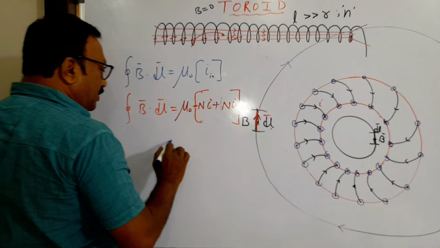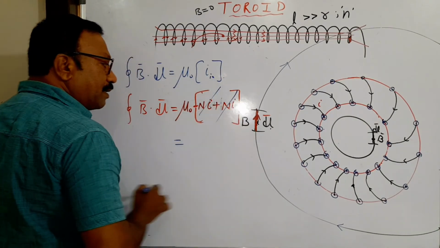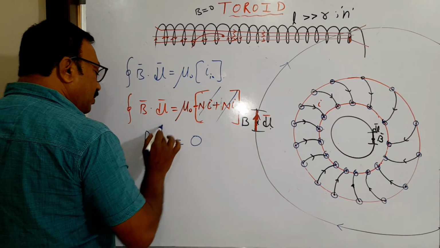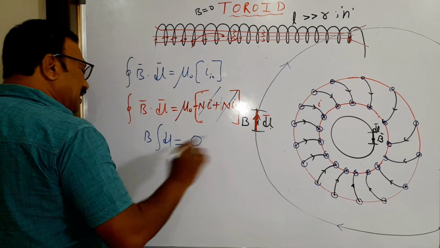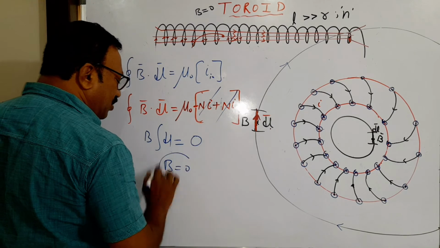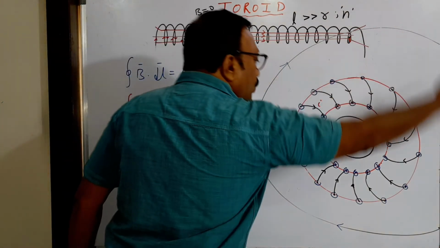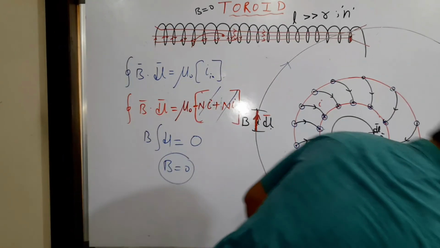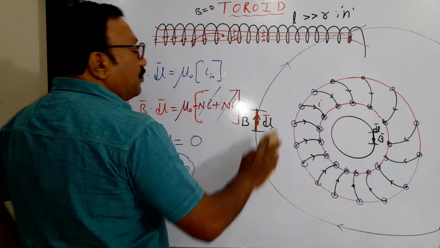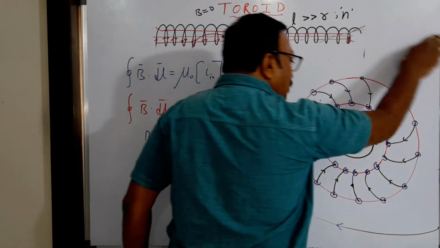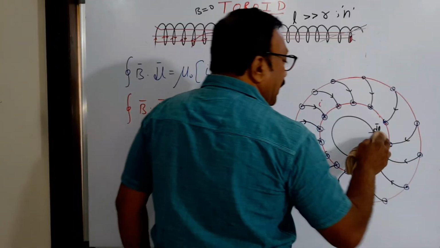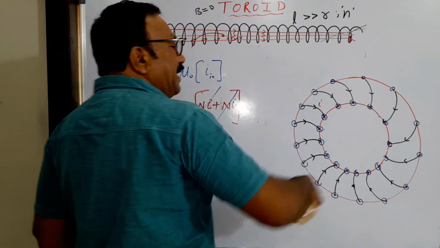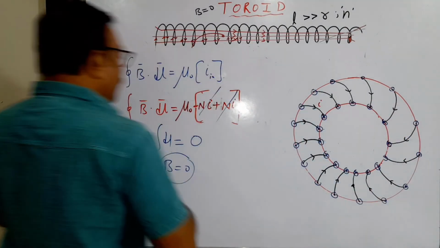So what happens now? This is cancelling. So this is becoming 0. So this is B into integral dl is 0. If something is 0, B has to be taken 0. Therefore the magnetic field outside this solenoid, sorry, toroid, is also 0. So I proved the magnetic field outside the toroid is 0, and I also proved the magnetic field inside the toroid is also 0. Now the magnetic field inside the core of the toroid I have to prove.